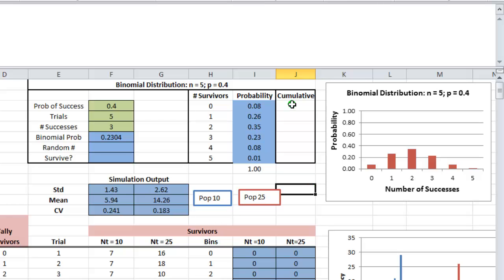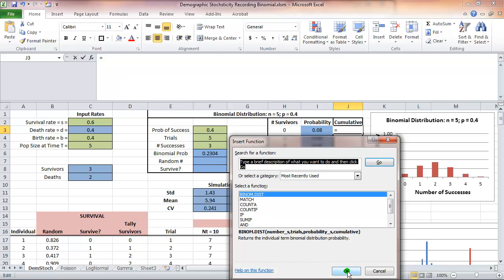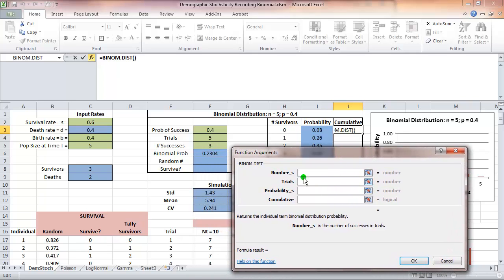The other function argument that we can try is the cumulative binomial. And let me enter that and show you what that means. We'll again find the binom dist function, and the arguments will be pretty much the same as we had before. We're going to ask, what is the probability of 0 survivors given the number of trials stored in cell F4? And we'll anchor that. The probability of success will be stored in cell F3, and we'll anchor that. And here now, let's enter the word true, indicating that we want the cumulative binomial distribution.